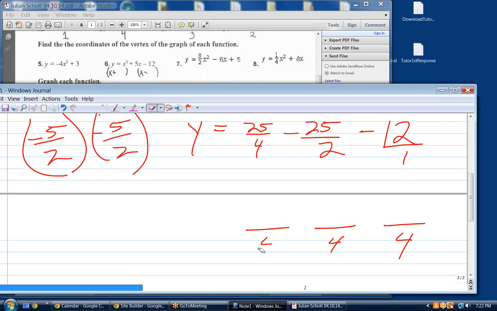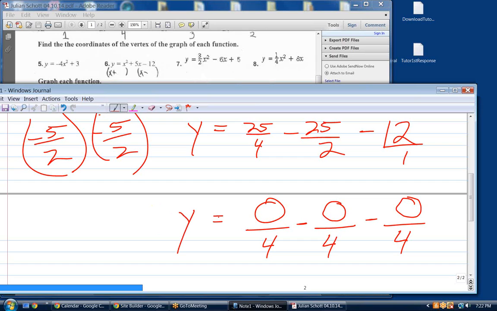Notice that if I were to use a 2, 4 does not divide into 2. So I can't use 2. I have to use at least the biggest number. Sometimes that's not even enough. In this case, 4 works. So what goes there? What goes there and what goes there? What goes there?